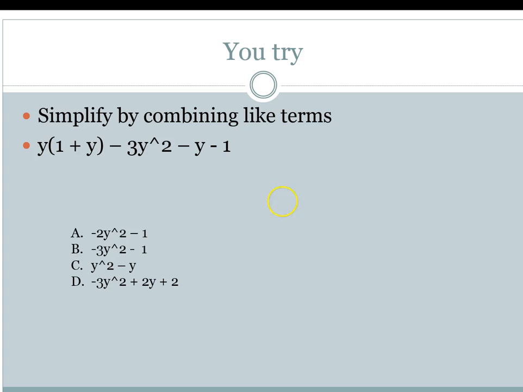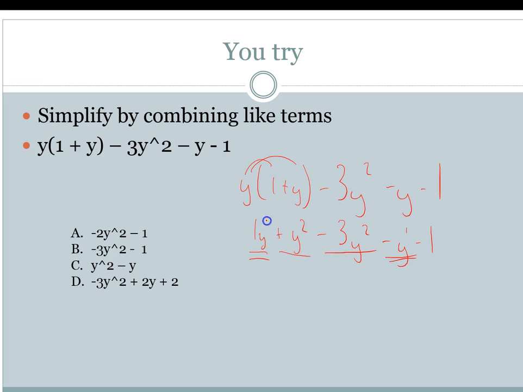Looking at these problems, we would distribute first. So y times 1 is 1y. y times y is y squared. And then we would combine like terms. What I like to do is underline once the highest powers, and then twice the next highest powers, because these have a power of 1. If there's nothing there, it's a power of 1. And then this one's all alone, there's nothing happening to that. There's no terms to combine negative 1 with. But I could combine y squared and 3y squared. And I'll reorder this so that I have the highest powers first. y squared minus 3y squared.